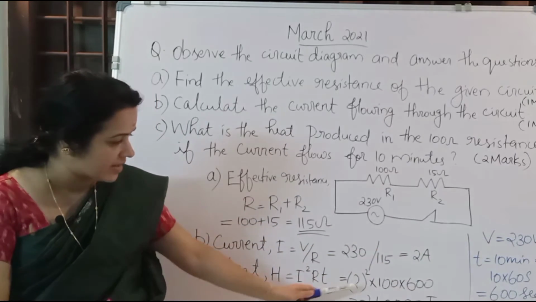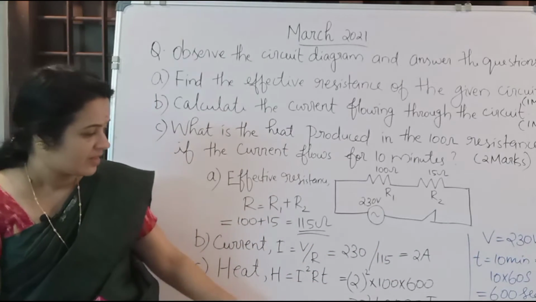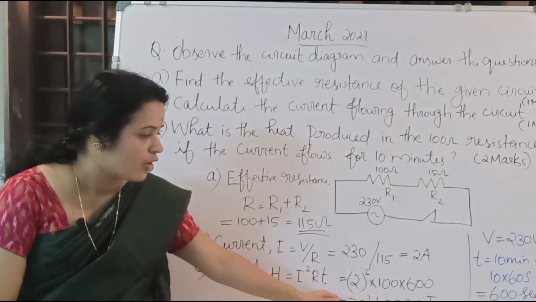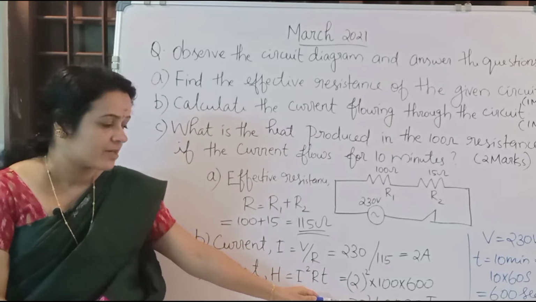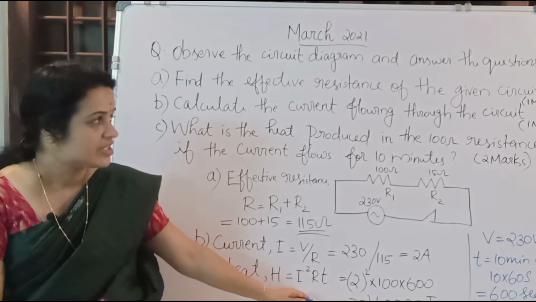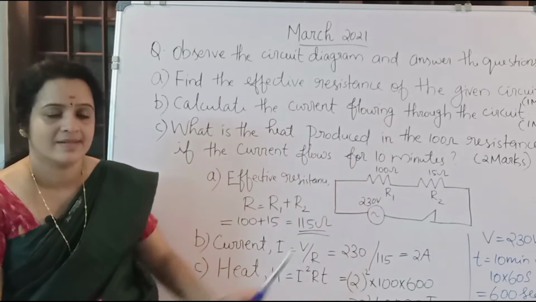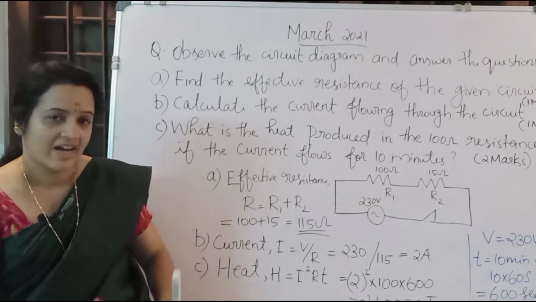So when we multiply this, what will we get? Yes, that is 2,40,000 joule. Okay, so that is the answer. That much heat will be produced across the 100 ohm resistor. Is it clear? I will repeat.